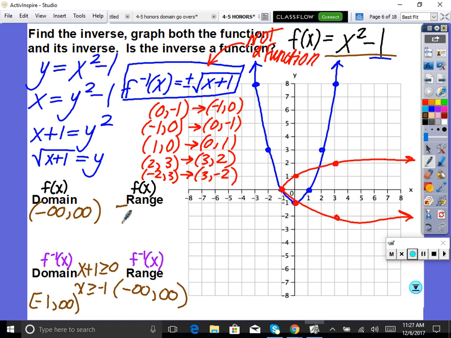Well then, what's my range? All right, sweet. Now look, that really does make sense. Look at the domain of the blue function. Negative infinity to infinity. Look at the range. Negative 1 to infinity. It worked out, didn't it? Look at my domain of the red function. We said negative 1 to infinity. It worked out. And then my range was infinity to negative infinity because it's growing up forever and down forever. So it all worked out.